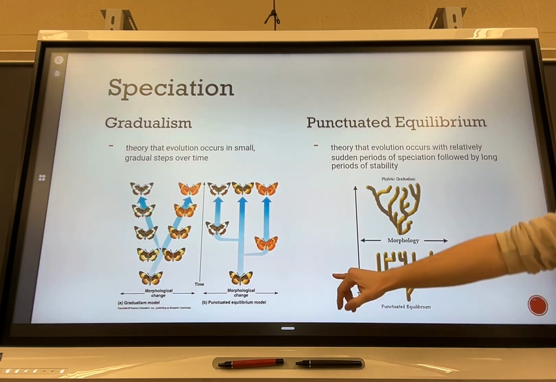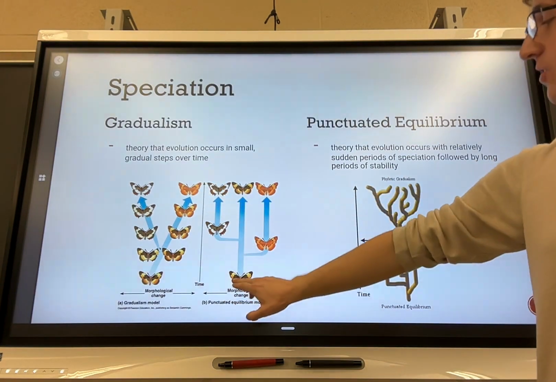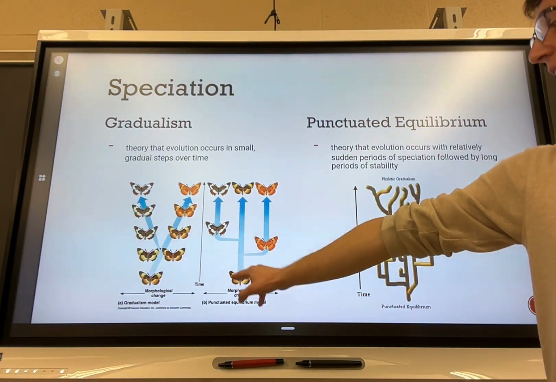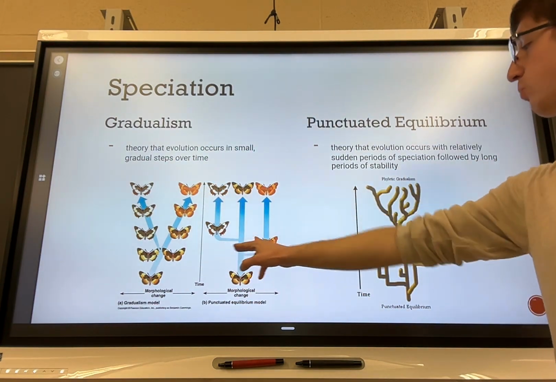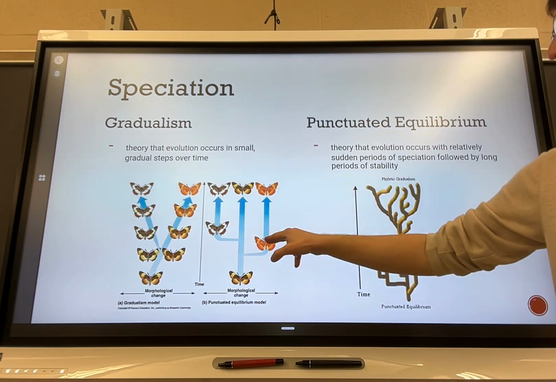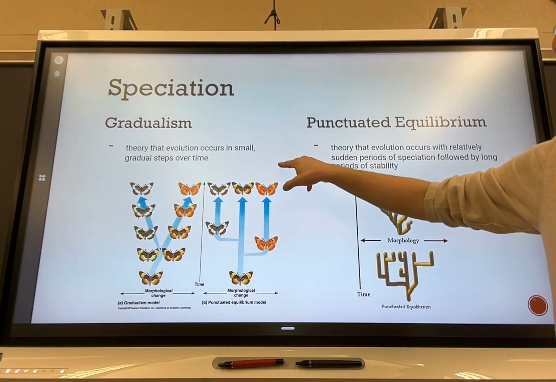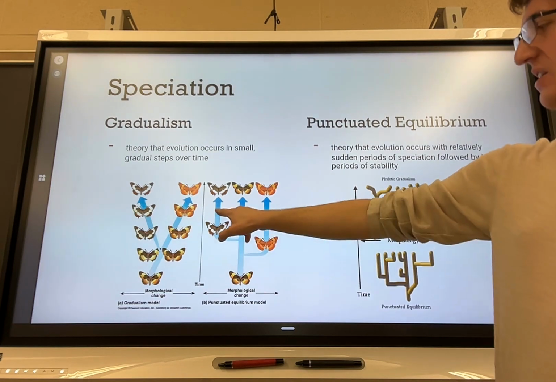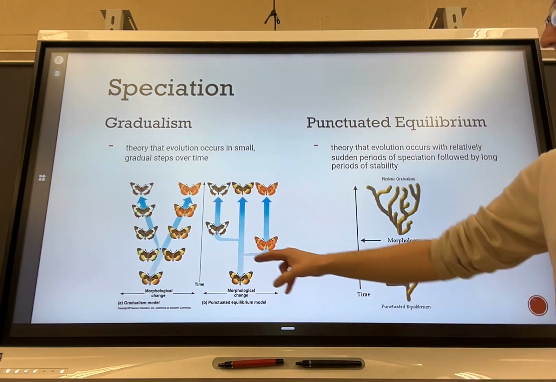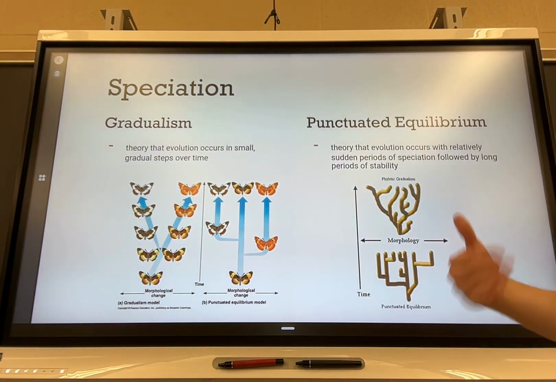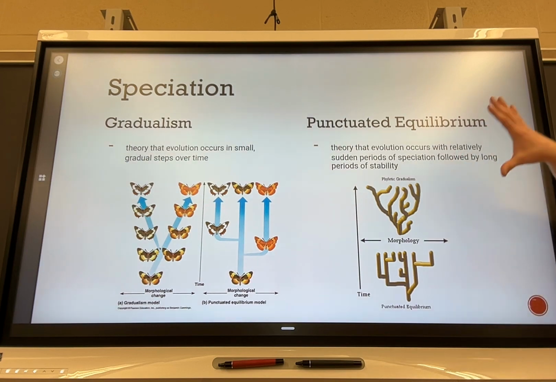So you can see this in this diagram over here. We have this original butterfly. Over time, we branched off into this first species, and that developed into that one. We had another species branch off and develop into the white one, and we had another species that kept the same traits.